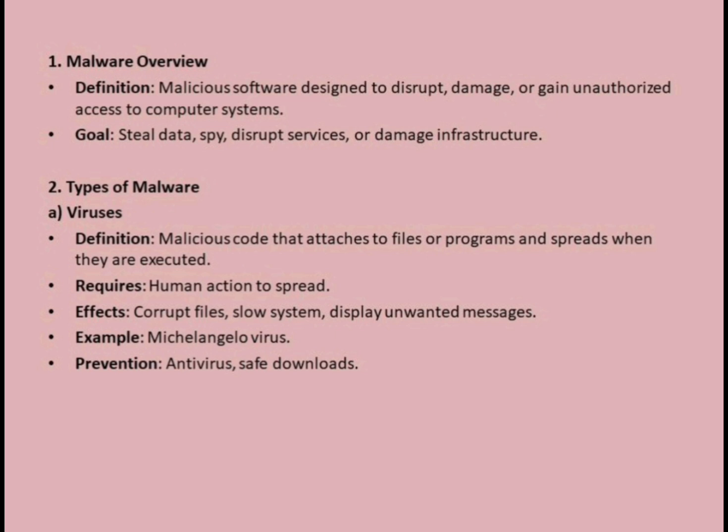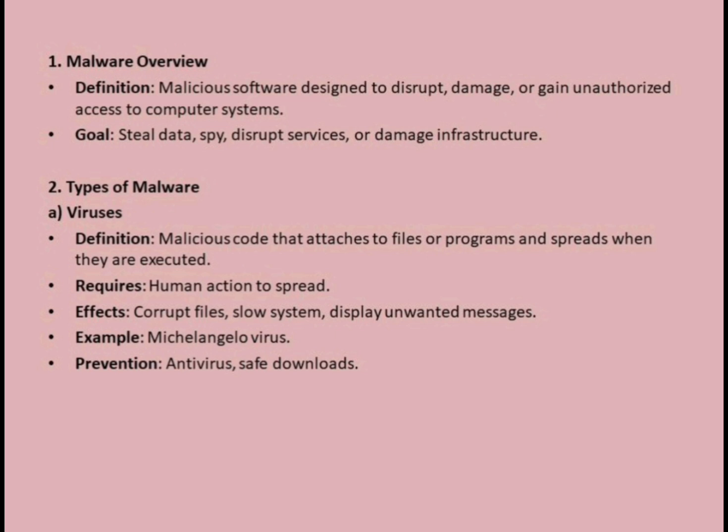Types of malware. Malware comes in different forms, each with its own way of spreading and causing harm. Viruses are one of the oldest and most well-known types of malware. They attach themselves to files or programs and spread only when the infected file is opened or executed, meaning they require human action to spread. Viruses can corrupt files, slow down the system, or display unwanted messages.